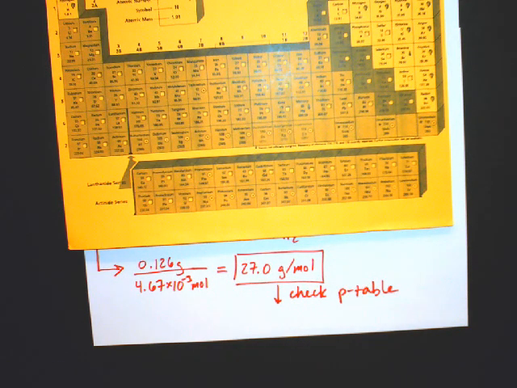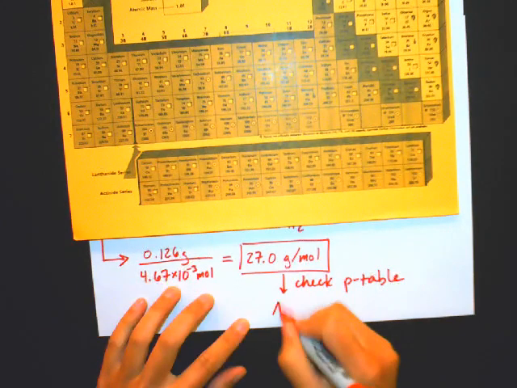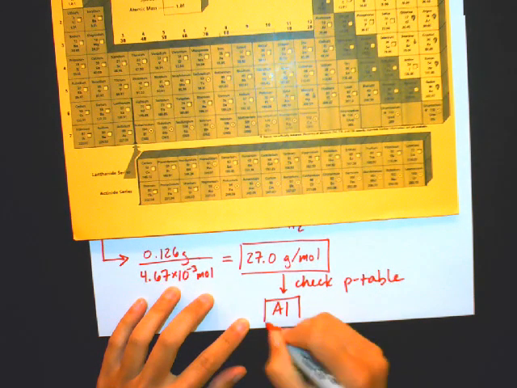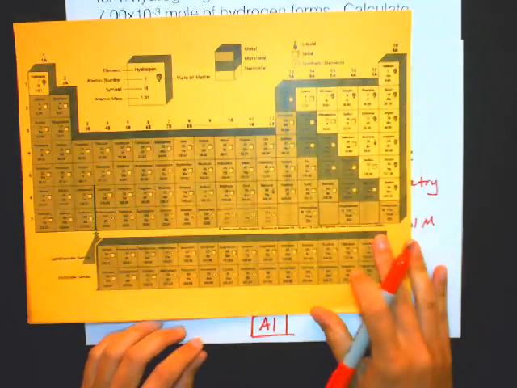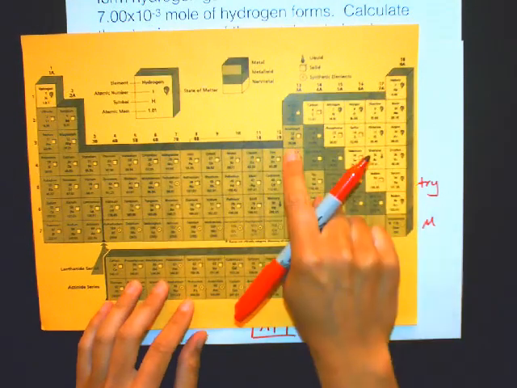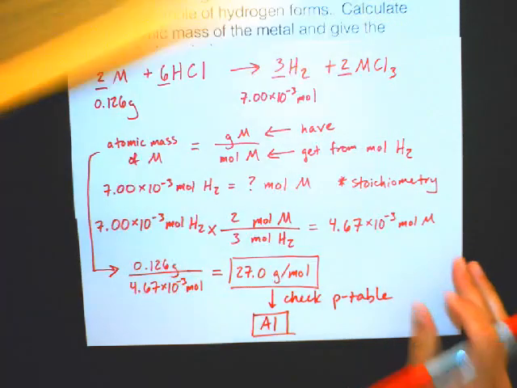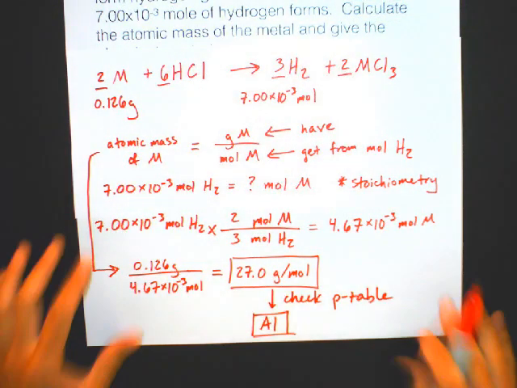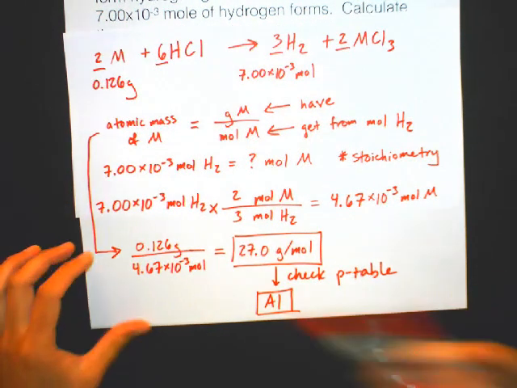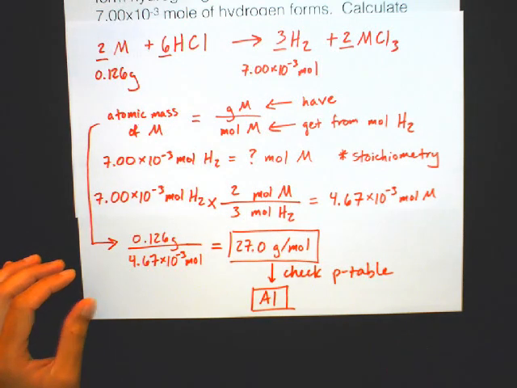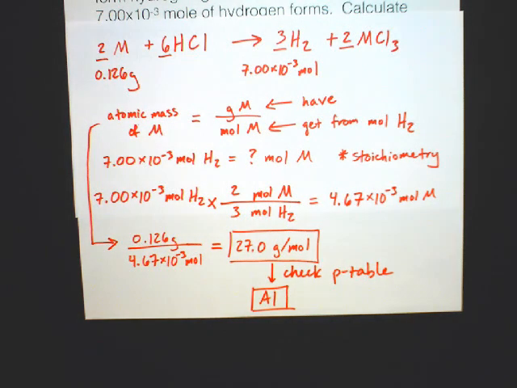So what element do we think has the atomic mass around 27.0? Aluminum. So the symbol for aluminum is Al. Right, aluminum on here is 26.98, very, very close. And so that is how you identify what the metal actually is using stoichiometry.